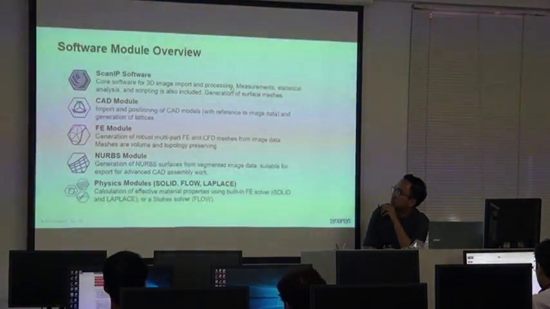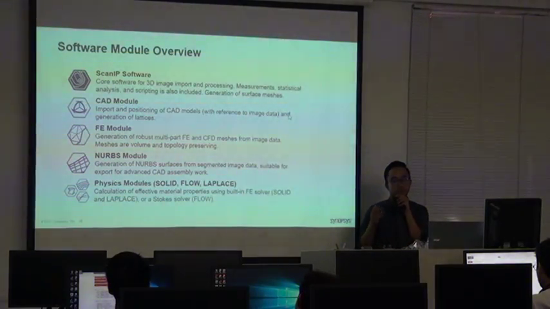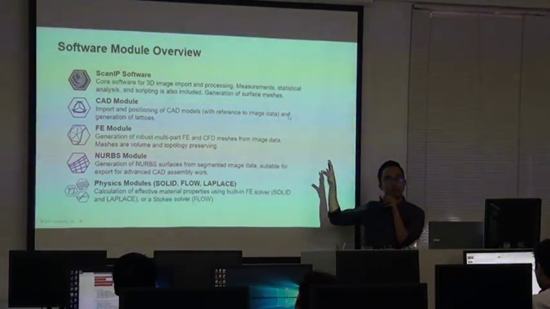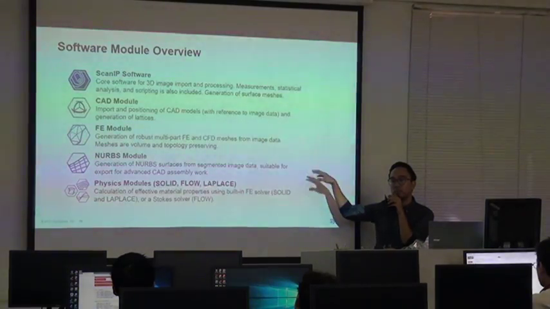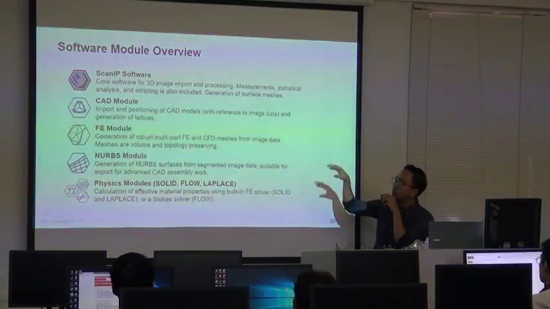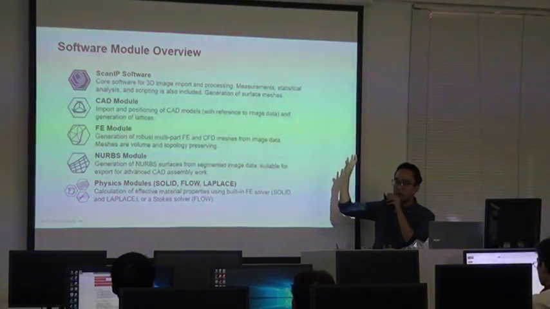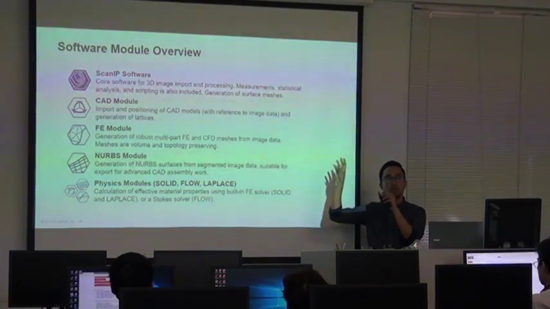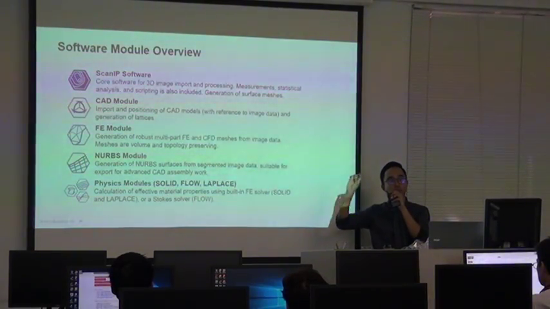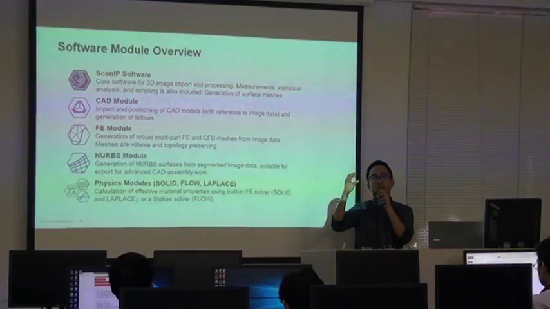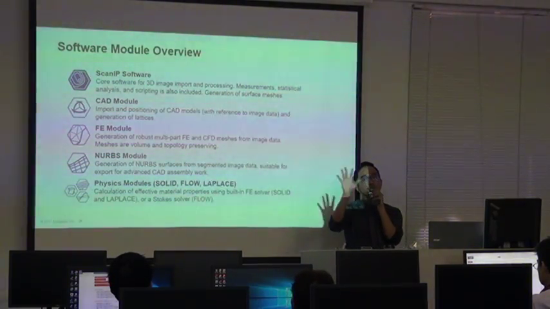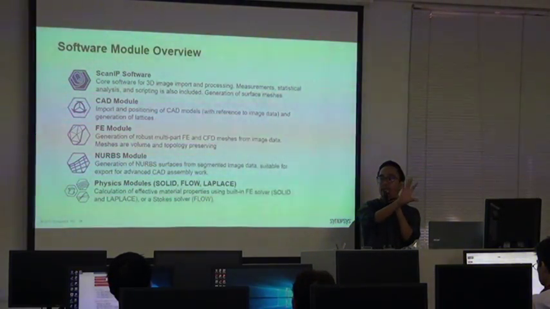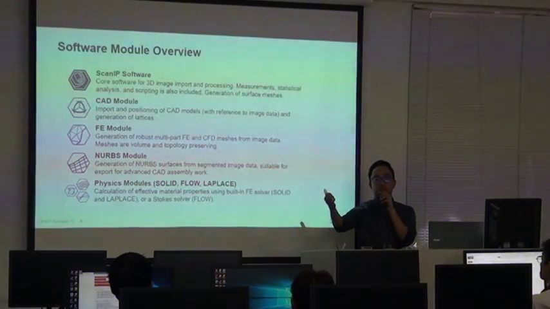Alright, so for this section I will share with you the core software that we have in Simpleware and also the additional modules that we have. Okay, so the core software in Simpleware is called ScanIP. This ScanIP is the core software. This is the software that will allow you to convert 2D images into a 3D model.